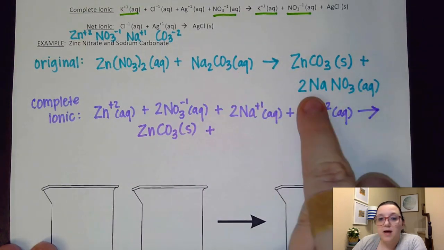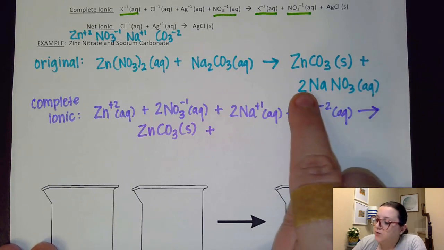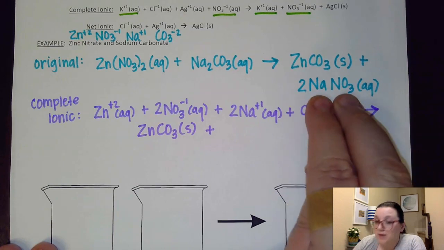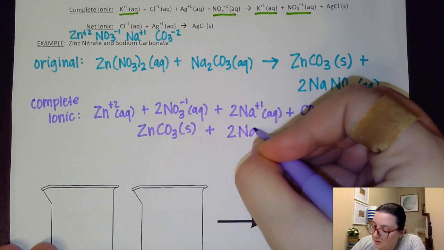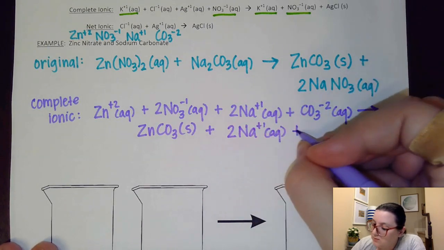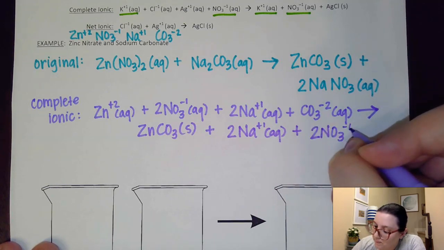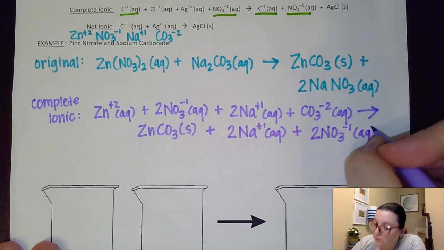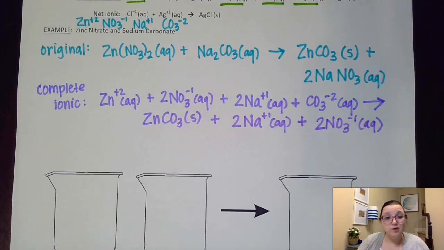I would also then have this NaNO3, but I can see it's Aq, it's ionic, so this would break up into ions. I would end up with 2 of these compounds dissolving, so therefore I would end up with 2 sodium ions, as well as 2 nitrate ions. So again, this is what we refer to as a complete ionic equation. I'm showing everything that would dissociate broken up into those ions.